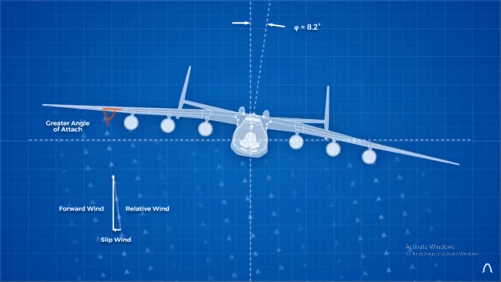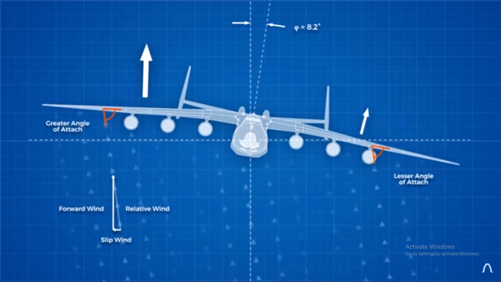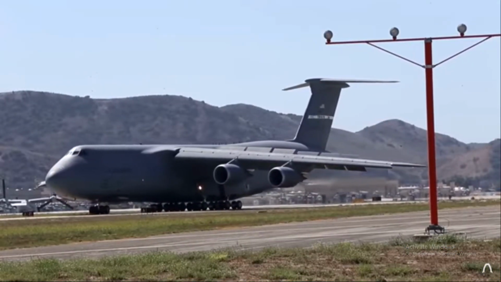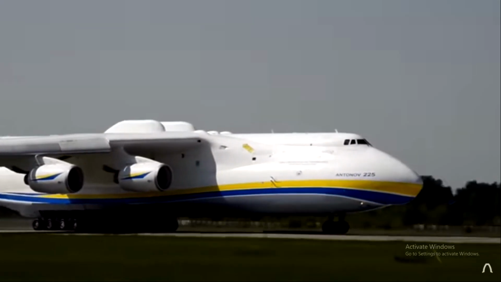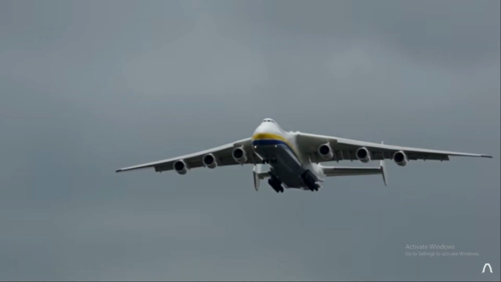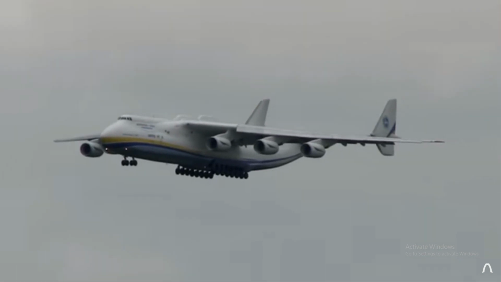This is anhedral wing, the shape of anhedral. This is the anhedral wings. This also with anhedral wing. This is the largest aircraft in the world, AN225.